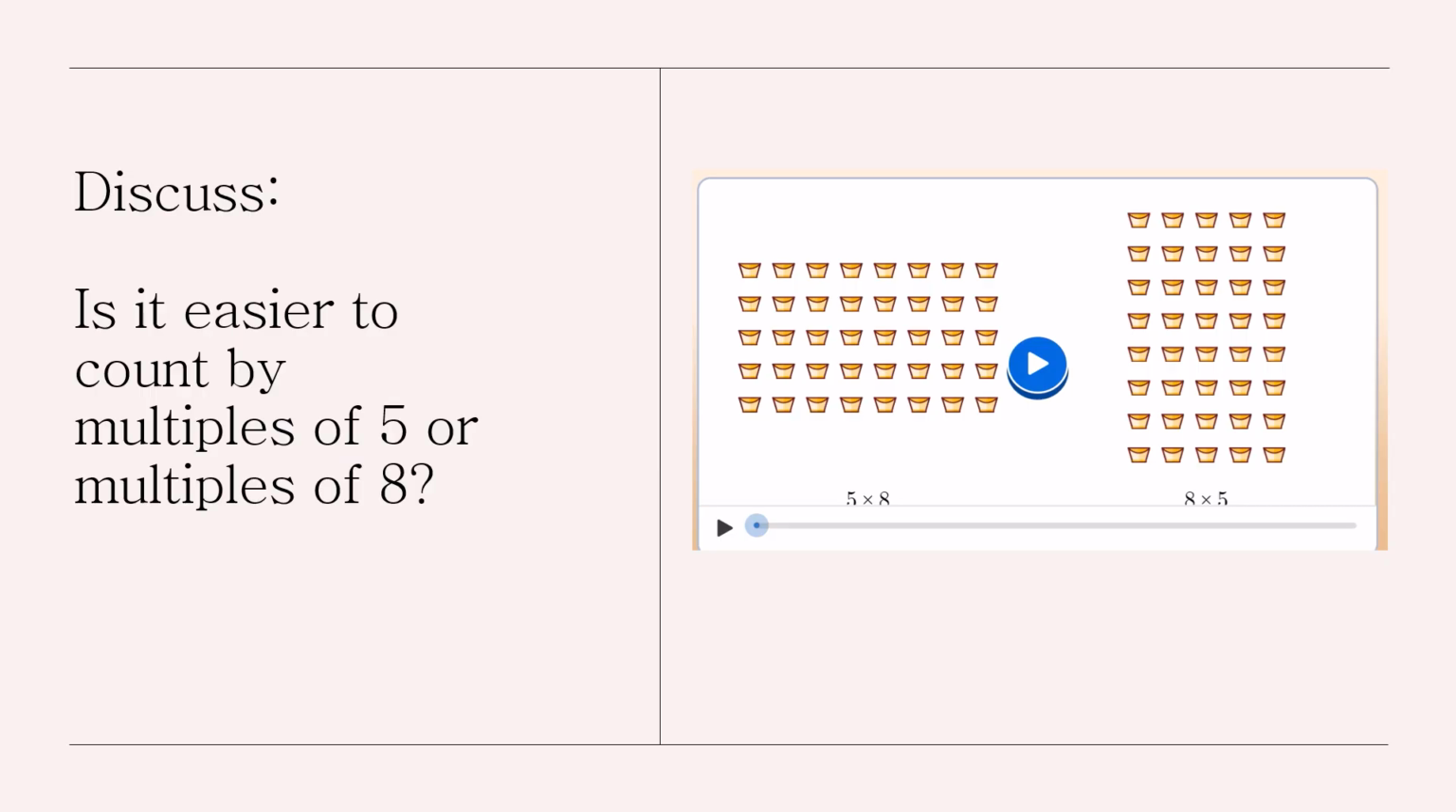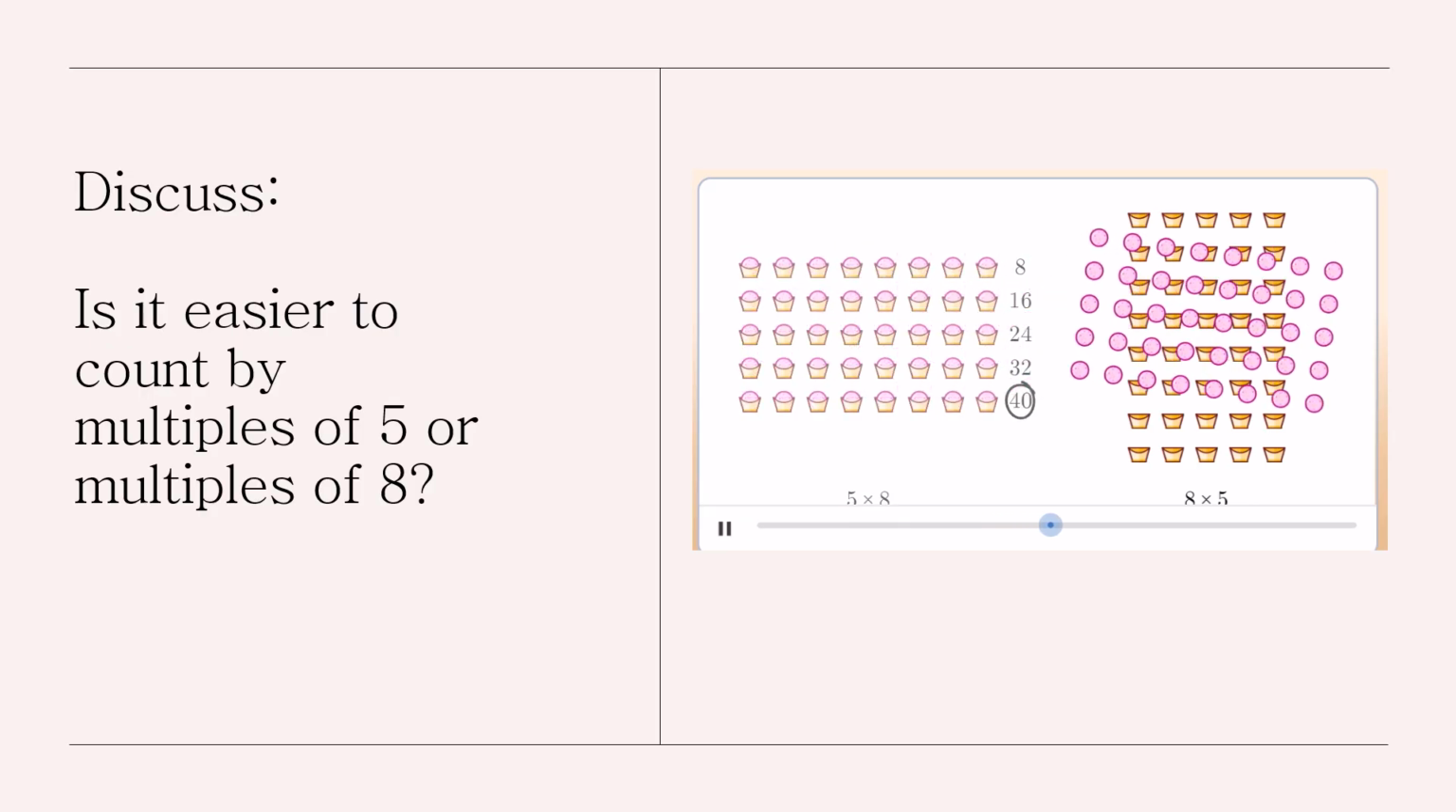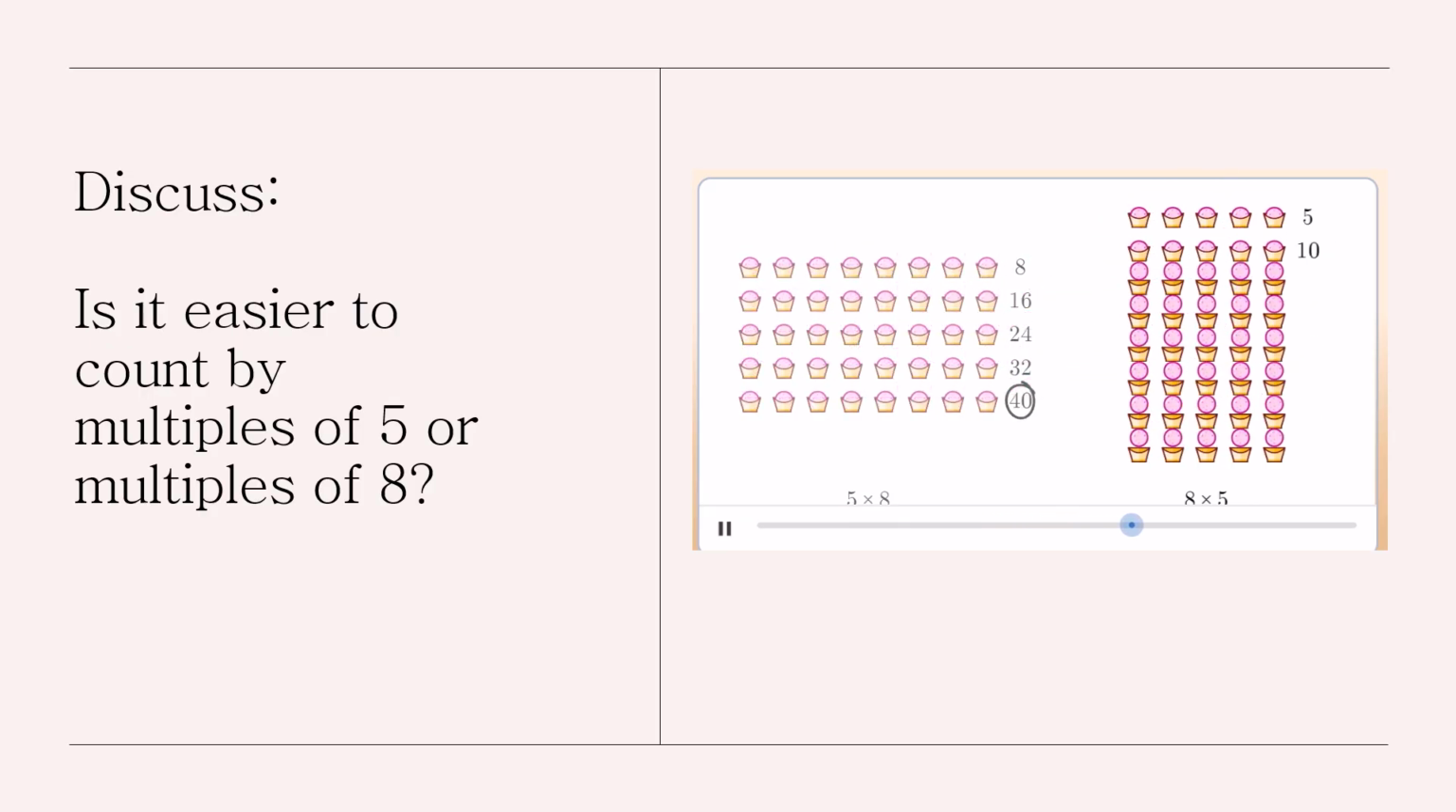Here's a demonstration of the different arrangements of the arrays of 5 times 8 and 8 times 5. It wants them to explore how they look different, and the prompt is asking them to consider if they think it is easier to count by multiples of 5 or multiples of 8.